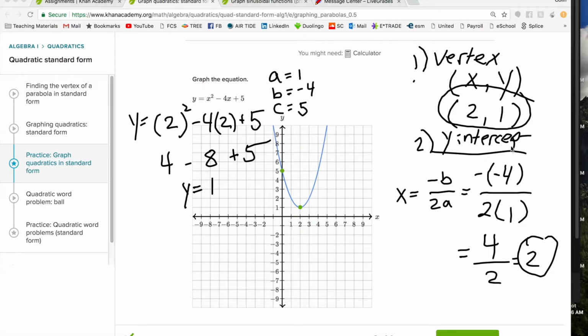Now our y-intercept is just our c value. C equals y-intercept. So that's why we're putting that on 5 right there, because our c is 5.